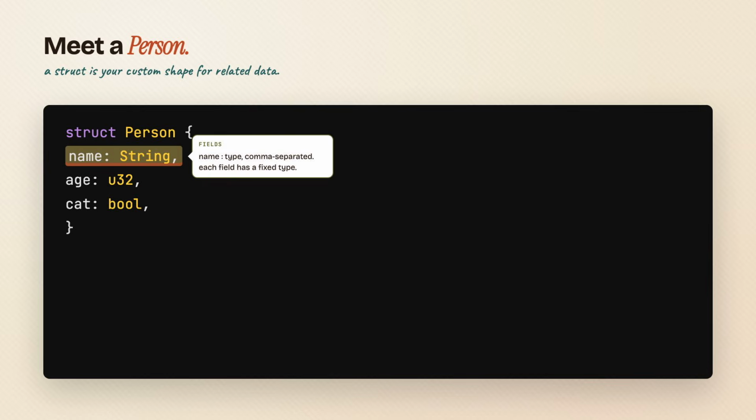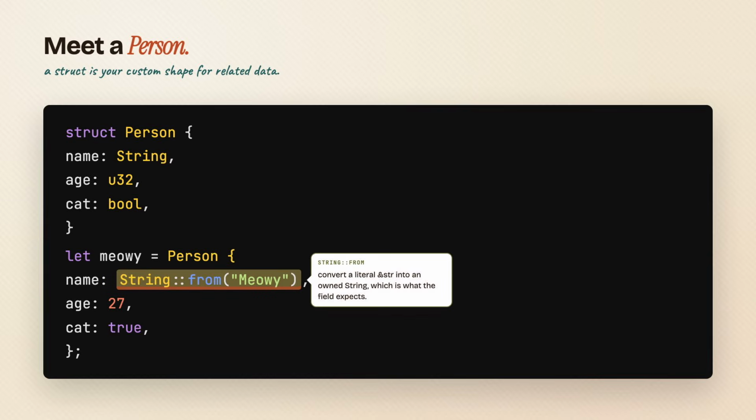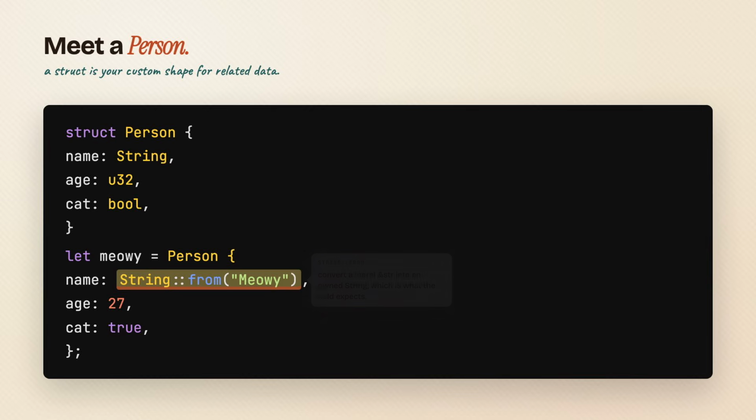And each one of these has a fixed type. If you want to make an instance from this struct, you need to type the name with curly braces and fill every field. The field names have to match the definition, but the order doesn't have to. Notice the name field uses String::from. What we are doing is converting a string slice into an owned string, because that's what the field expects.